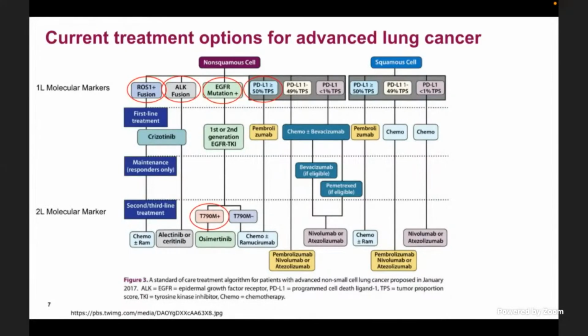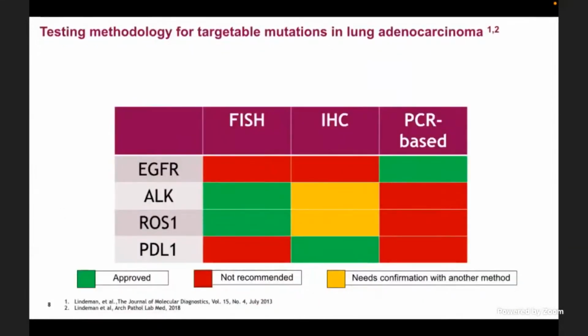The fifth marker, T790M, comes as a default in some labs, but most of the labs do have EGFR, ALK, ROS as standard and PDL1 as an add-on. So what is the methodology by which we are supposed to test for these mutations? EGFR is supposed to be PCR based, ALK and ROS by FISH, and PDL1 by IHC method.